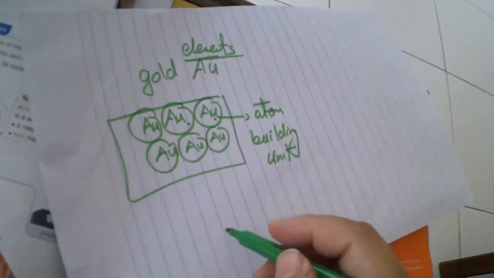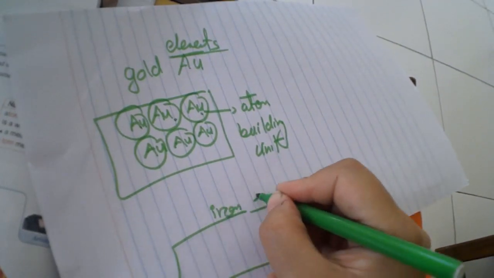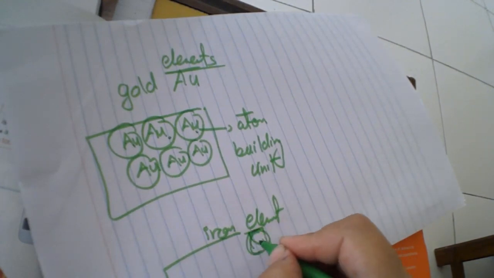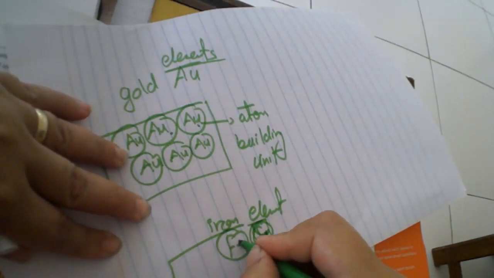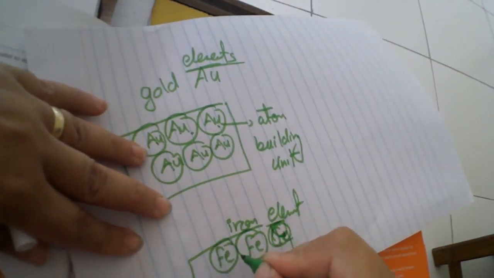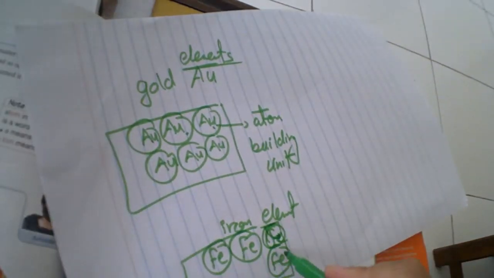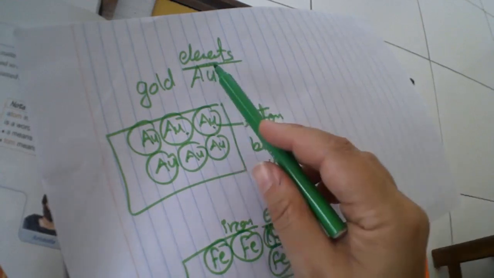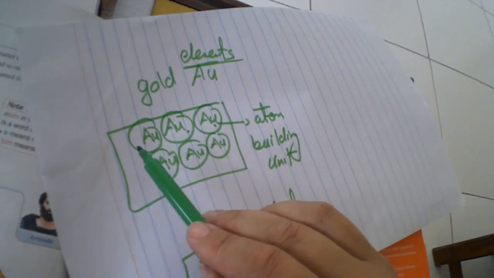While if you get an iron element, which is formed from smaller parts called the iron atom, these iron atoms are similar in mass, but they are different in mass from the gold. So each element consists of smaller parts. It's called the atom, which is the building unit of matter.